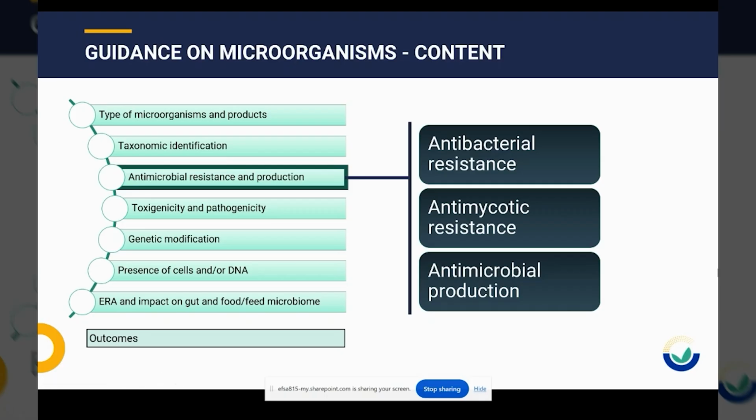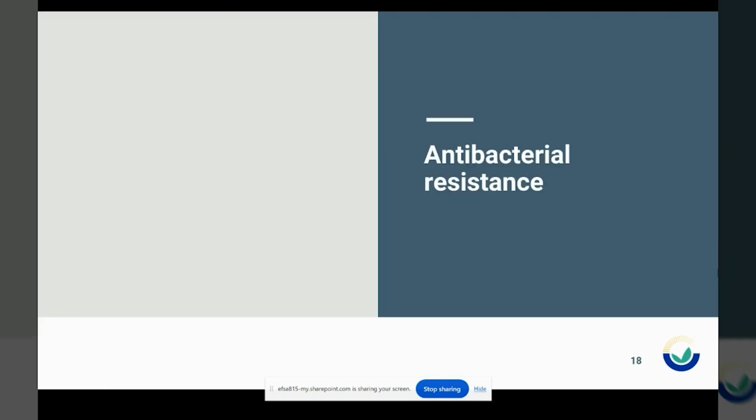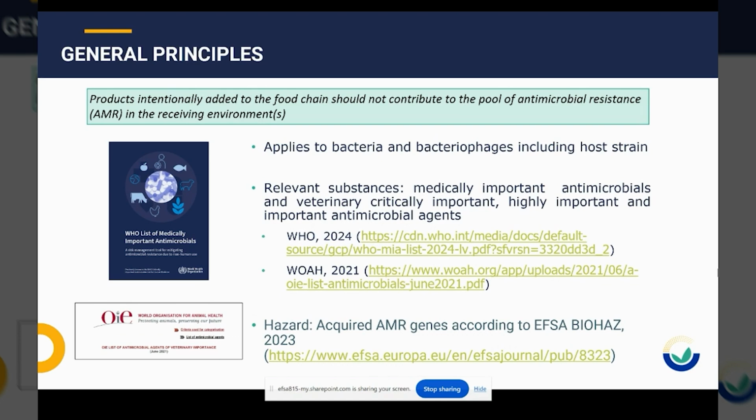Now we will talk about the block of antimicrobial resistance and production that consists in three sections: antibacterial resistance, antimycotic resistance, and antimicrobial production. With respect to antibacterial resistance, the general principles stay the same as currently practiced in EFSA. The baseline is that the products intentionally added to food or to feed should not contribute to the already existing pool of antimicrobial resistance in environments.